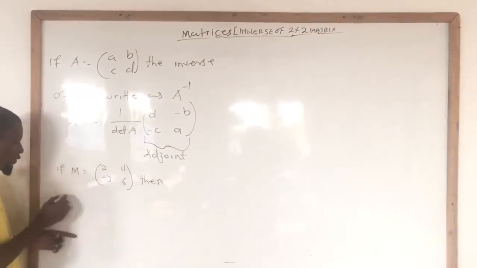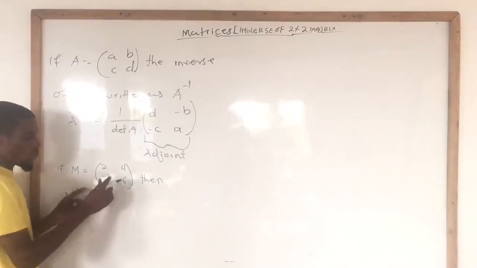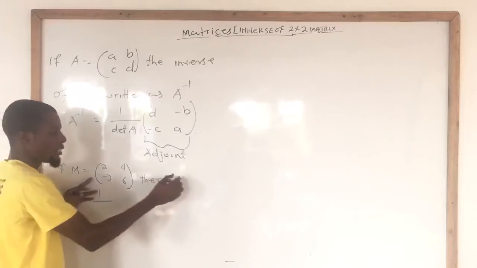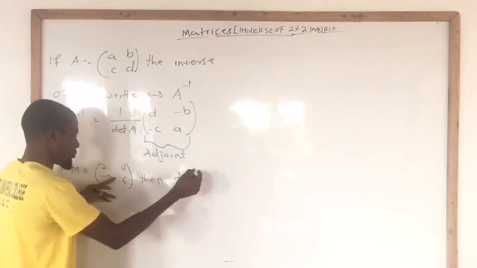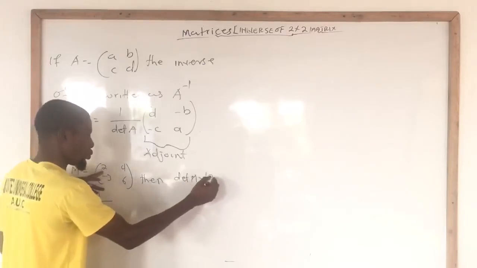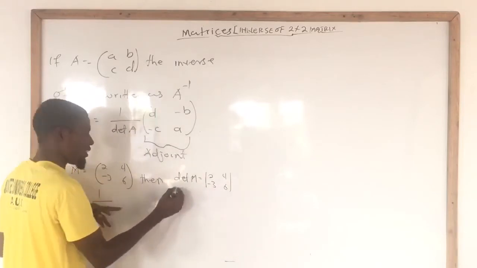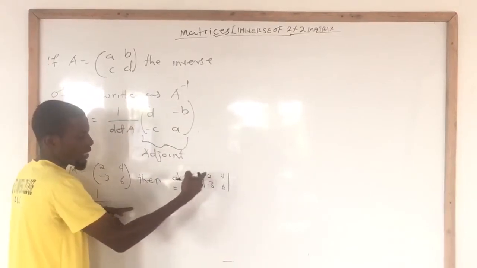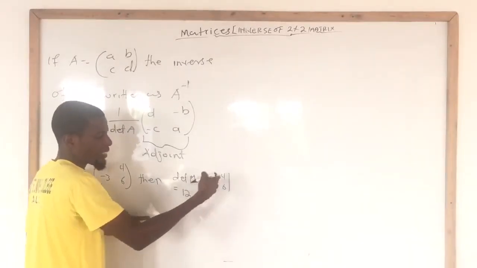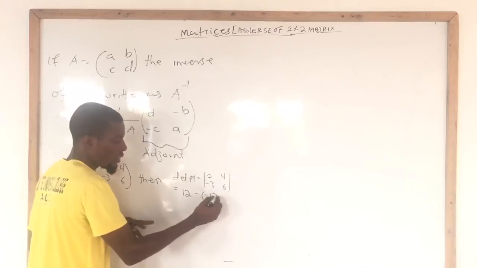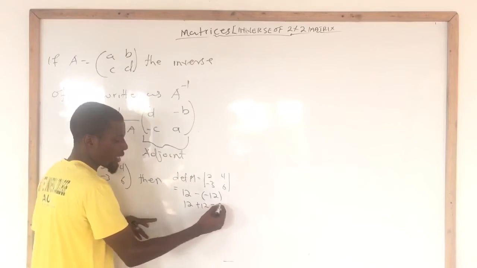then the inverse of M is given by 1 over the determinant of M. So we first have to find the determinant of M. Now we all know that the determinant of M is given by the multiplication of the leading diagonal, 2 times 6, that's going to be 12. Minus 3 times minus 4 will give me minus 12. Of course, we all know that minus 12 negative will give me positive, so the determinant will give me 24.